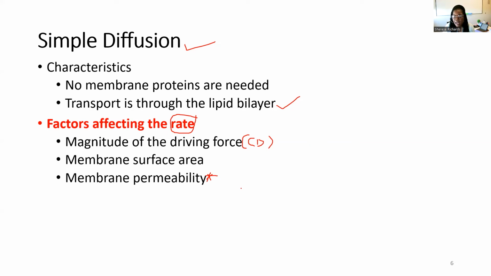And so if we have decreased membrane permeability, it doesn't matter how high our concentration gradient is. It doesn't matter how much surface area we have for transport. If the particle can't get through the membrane, our simple diffusion rate is going to be 0, right? So the membrane permeability is really important at determining how fast, or if at all, particles are able to go through the membrane and are able to move by simple diffusion. All right.